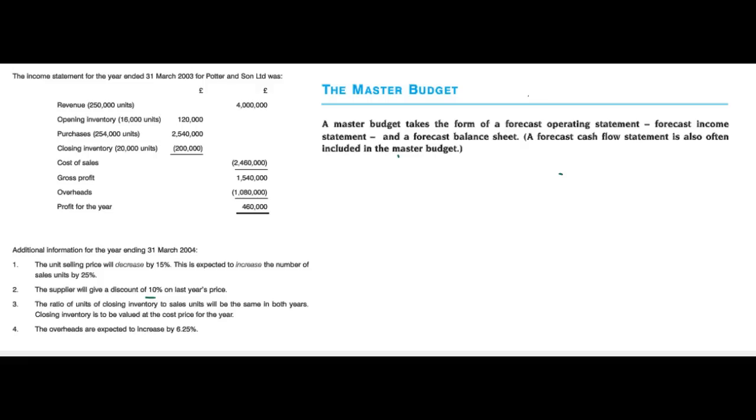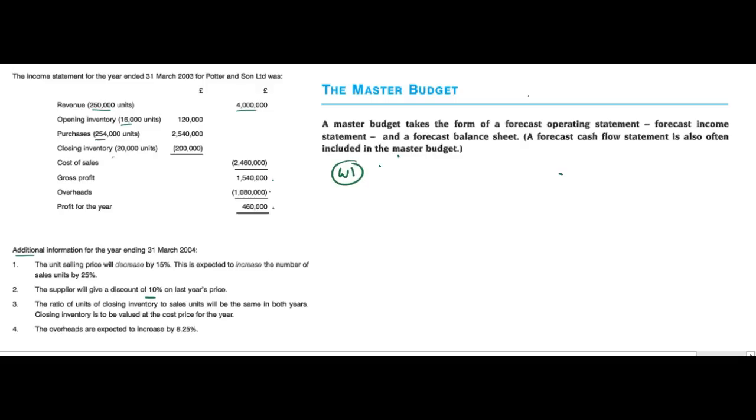You have been given information: revenue 250,000 and 4 million, opening inventory 16,000 and some money, purchases, closing inventory, cost of sales, you deduct, you get gross profit, then overhead you deduct, you get a profit for the year. Okay, 4 additional information. So 4 workings.